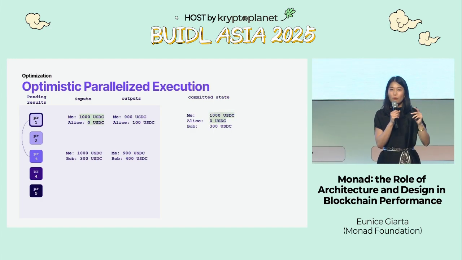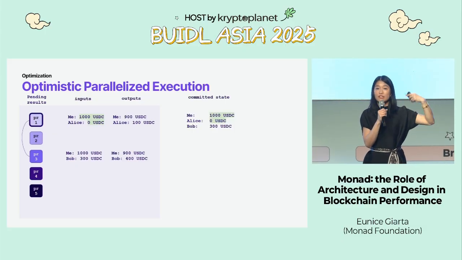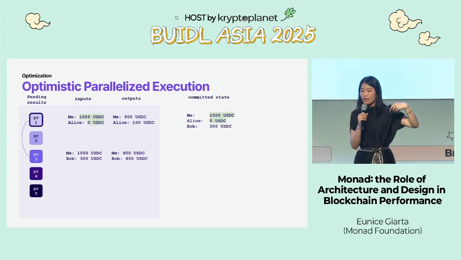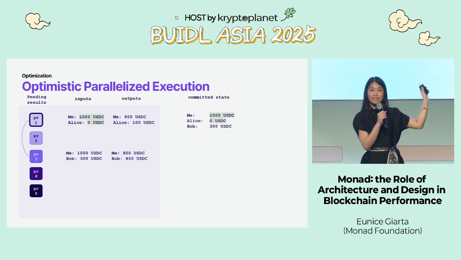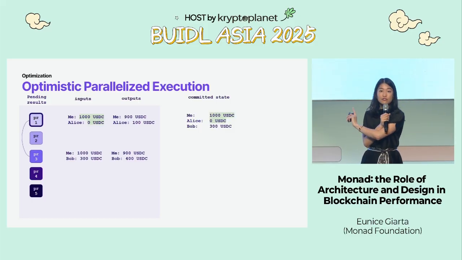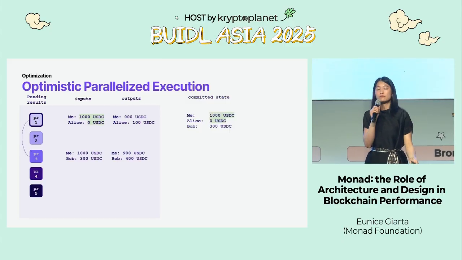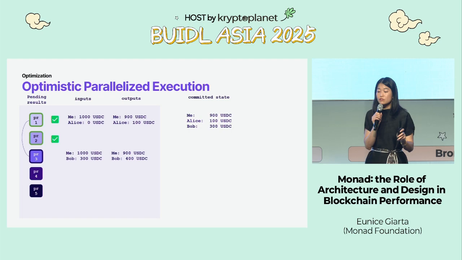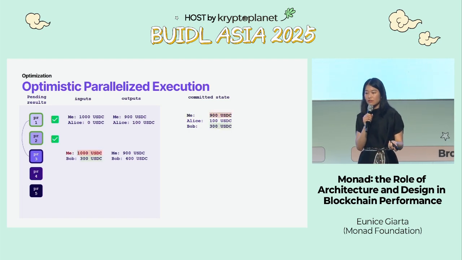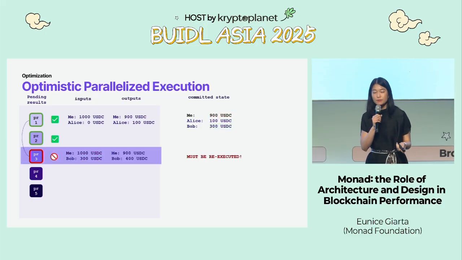So now, as we're going through each of these pending results and committing them to state, I'm going to make sure that the committed state actually matches that of the assumed inputs in the pending result. In the case of transaction 1, they match. Excellent. So I'm going to update my committed state to now 900, 100, and 300 respectively. Transaction 2, don't need to worry about that, not related. Transaction 3 now, we're seeing a conflict. 900 versus 1,000. So in this case, what do we do? It's not going to be committed. We have to reschedule it. It has to be re-executed.